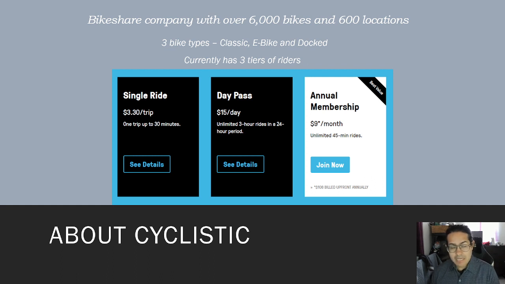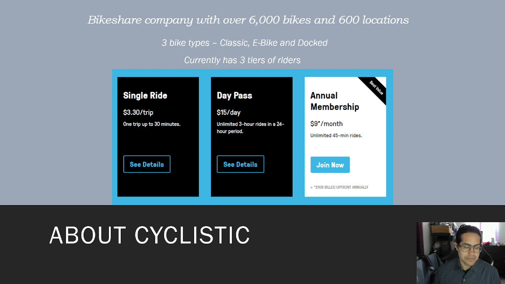They have three different bike types within the service: the classic bike, the e-bike, or the docked bike. The docked bike is essentially just a more handicap-friendly version of a bicycle. Now, the three different tiers that you could use to actually use the service are single ride passes, which are basically just a one time use 30-minute trip that costs $3.30. You can go longer than the 30 minutes, however, there will be an additional charge per minute that you use it.